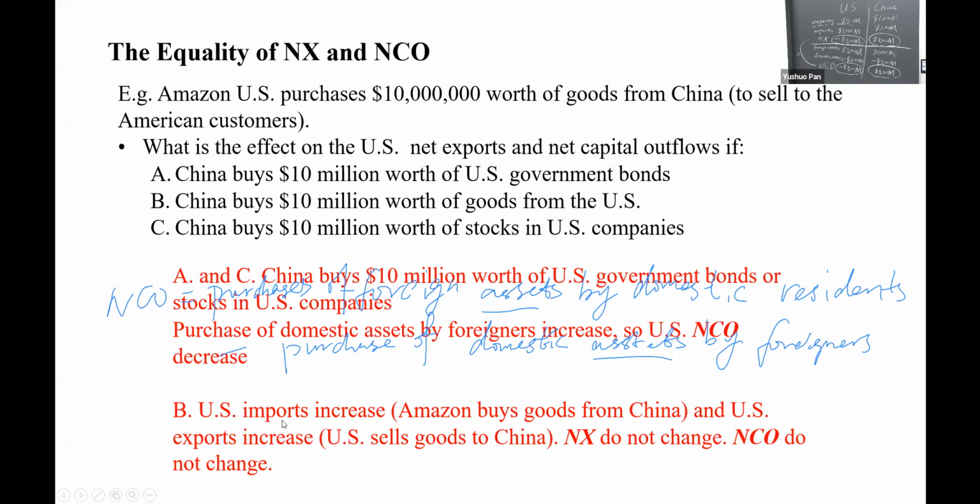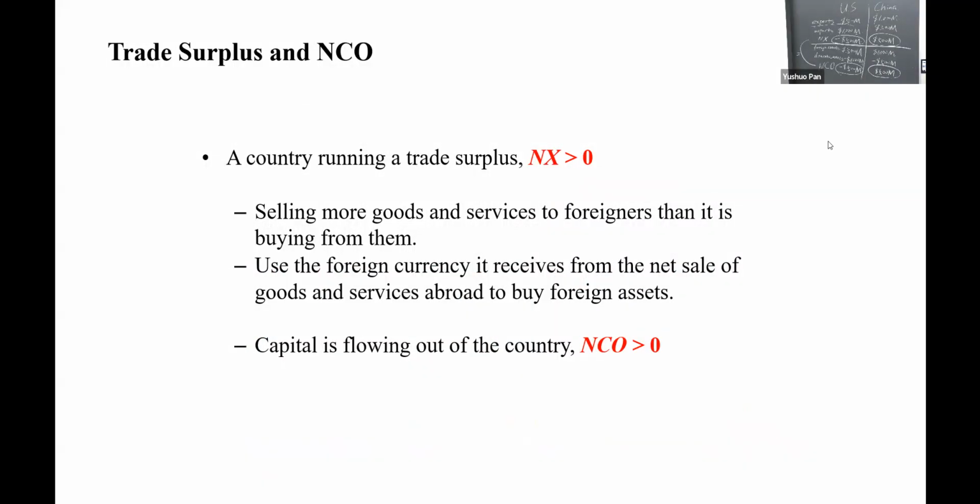For B, since the US imports increased and the US exports increased as well, then net exports, X, do not change, so NCO does not change either. For A and C, the same, so both of them decrease. For B, okay, next. A country running a trade surplus means NX is bigger than 0. It is selling more goods and services to foreigners than it is buying. It uses the foreign currency it receives from the net sale of goods and services abroad to buy foreign assets.